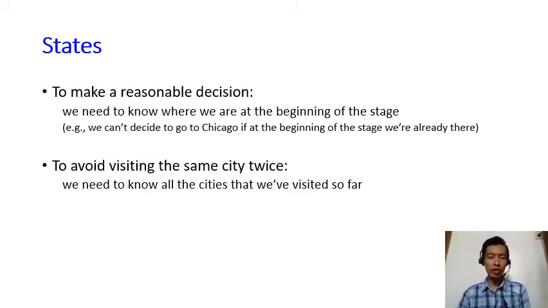To make a reasonable decision, we need to know where we are at the beginning of the stage, right? For example, we can't decide to go to Chicago if at the beginning of the stage we're already there, right? So we need to know where we are at the beginning of the stage of the journey. And then second, in this example, we can't visit the same city twice. So we need to know all the cities or the history of cities that we have visited so far. So we again have 2 states here. One is where we are at the beginning of the stage, and the second is the set of all cities that we have visited so far.